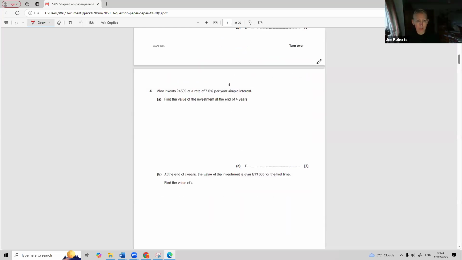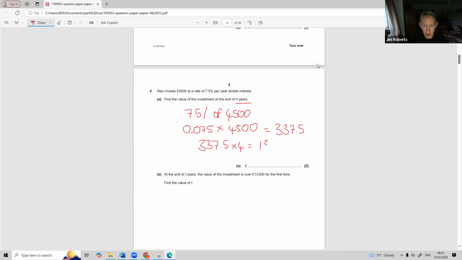Okay, Alex invests £4,500 at a rate of 7.5% per year. This is simple interest, not compound, so the amount of interest is the same each year. Let's just work out 7.5% of 4,500 first. I would just type this straight into my calculator. 7.5% as a decimal, divide it by 100 to get 0.075. So Alex is going to get that much interest each year. It's for 4 years, so we're going to times it by 4. We want the value of the investment after the 4 years, so we're going to add back on the 4,500. So that's how much he has in total. It's 5,850.